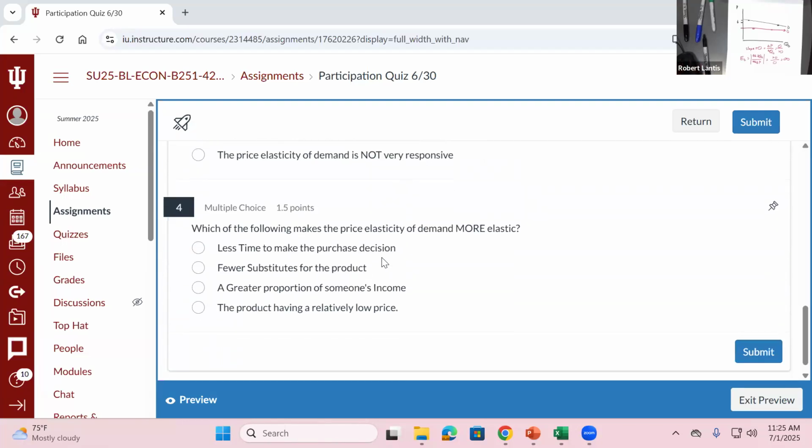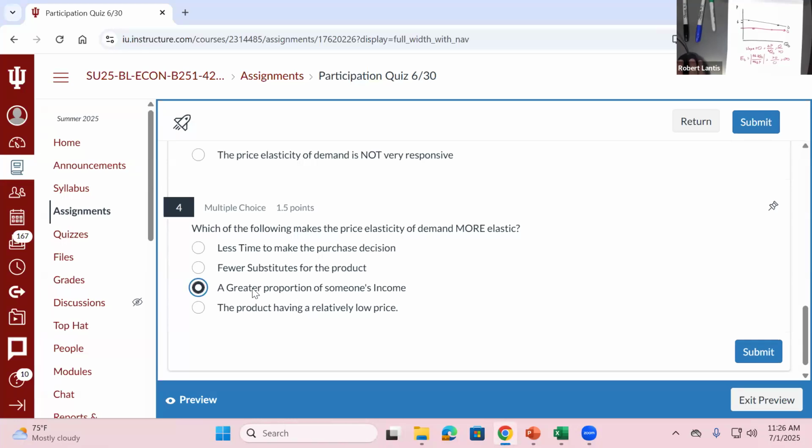And then some of the things we talked about last class, what makes demand more or less elastic: anytime I can find more substitutes, that's going to make me more elastic, more responsive to price changes. So fewer substitutes wouldn't make sense. Less time to make a decision, I can't find as many substitutes, so we can cross those out. If it's a greater proportion of someone's income, like buying a car or a house, people are a lot more sensitive to price changes. That will make it more elastic.